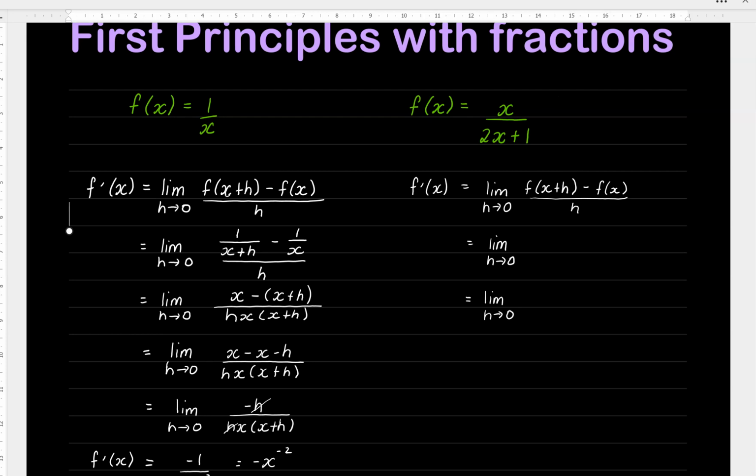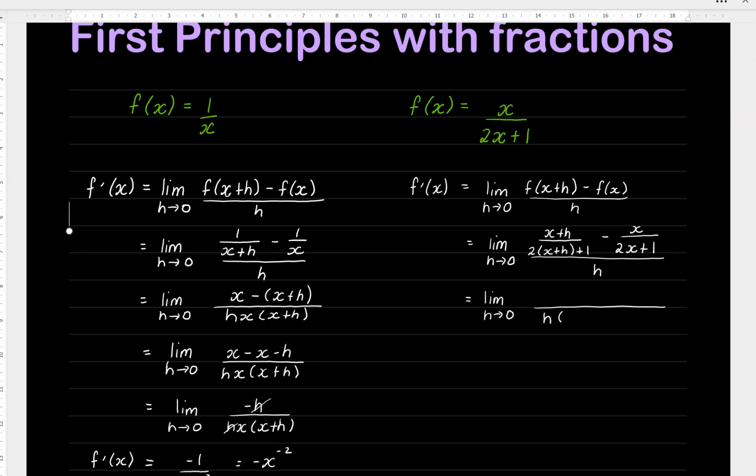Now let's go along. Okay, so upstairs we have x plus h. And then downstairs we have 2 times x plus h plus 1, right, minus the function itself, so minus x all over 2x plus 1. And then we're dividing by h. So here we go. We are going to get our common denominator, and we do that by timesing the denominators together, and we are still dividing by h, so that just sits down at the bottom there.